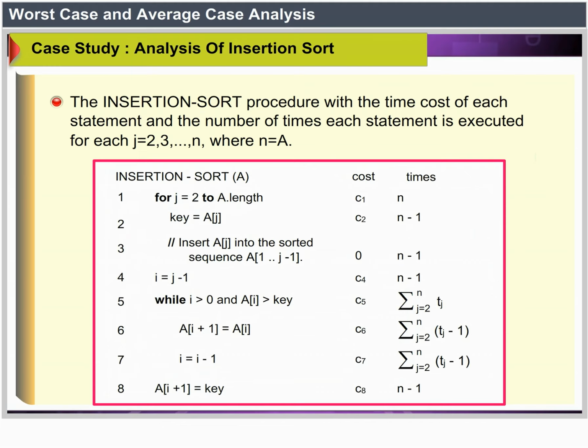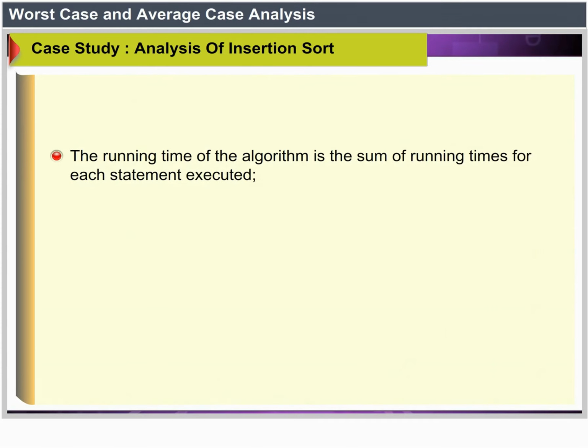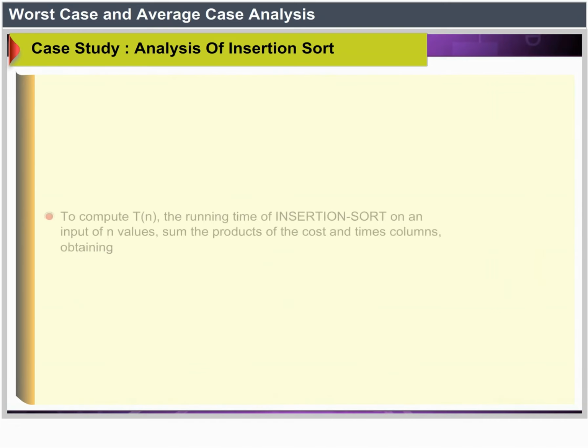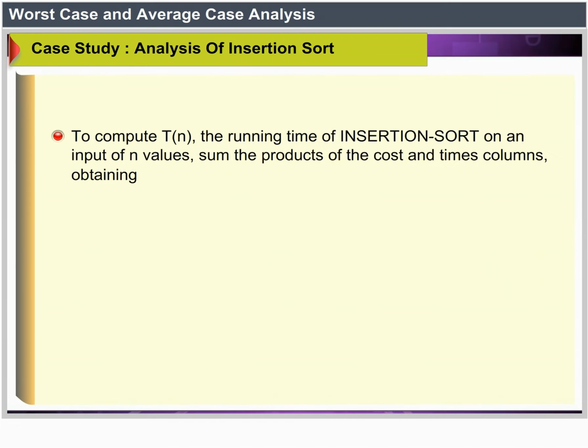The running time of the algorithm is the sum of running times for each statement executed. A statement that takes Ci steps to execute and executes n times will contribute Cin to the total running time. To compute T(n), the running time of insertion sort on an input of n values, we sum the products of the cost and times columns, obtaining the expression shown here.